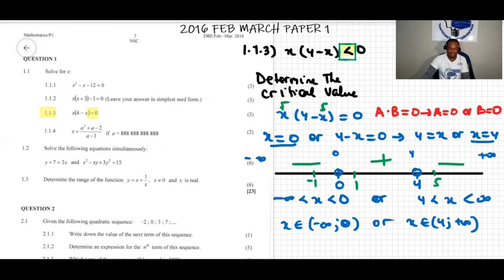Or simply, you can also write x is less than 0, because all these are less than 0, or x is more than 4. The solution is this part; the solution is not over here, not over here. So the solution is x less than 0 or x more than 4. You can write it like this and that. Thank you.